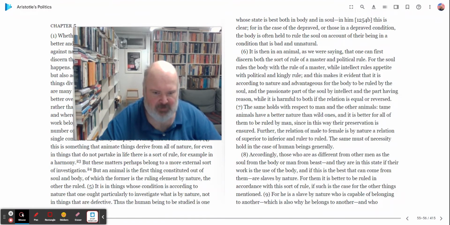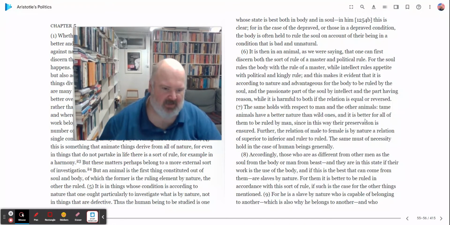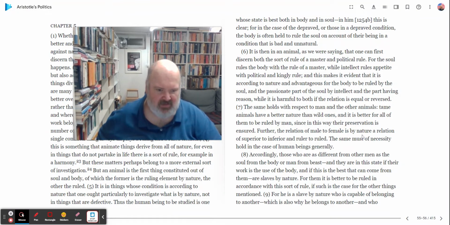The same holds with respect to man and other animals. We said that right there. In other words, tame animals have a better nature than wild ones, and it's better for all of them to be ruled by man, since in this way their preservation is ensured. Further, the relation of the male to the female is by nature a relation of superior to inferior, okay, this is where he gets in trouble, right? And of ruler to ruled. The same must of necessity hold in the case of human beings generally. Now, he's repeating here a commonly held position. He's just following the logic of this point.